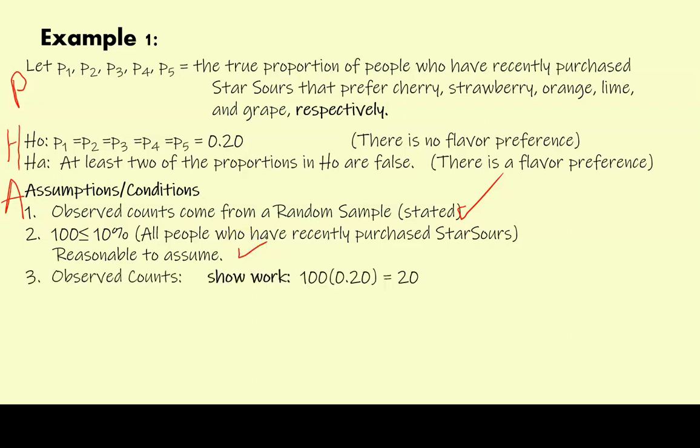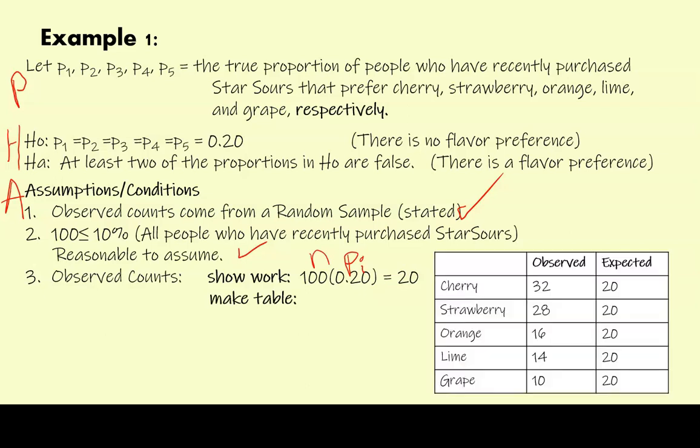My observed counts then. So I'm going to show the work. I have a sample of size 100, that's my n, and each of these proportions is 20%. So for each of these, 100 times 20% is 20. So what you should do is make sure you show that work, show that multiplying the number by the proportion. And then I want you to make a table. I want you to list out for each flavor, cherry, strawberry, orange, lime, grape, and you could abbreviate these if you wanted to. And then I want you to list both the observed value and the expected value.